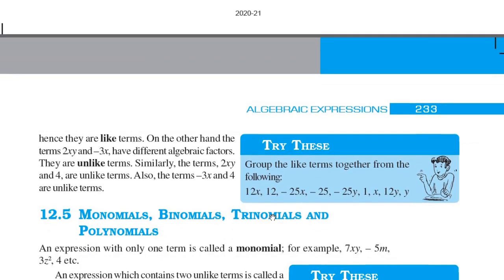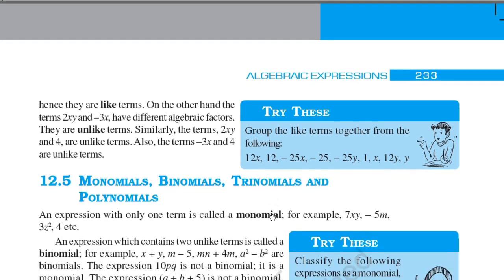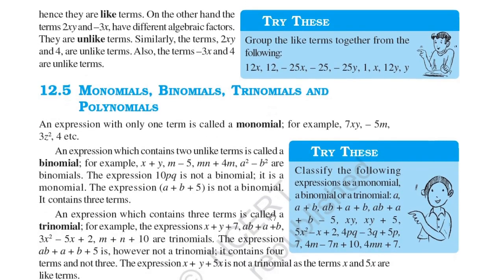On the other hand, 2xy and 3x have different algebraic factors, so they are unlike terms. Similarly, the terms 2xy and 4 are unlike terms. Also the terms minus 3x and 4 are unlike terms. So now 12.5 Monomials, binomials, trinomials and polynomials.